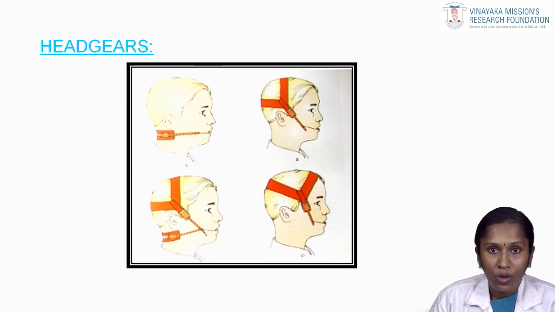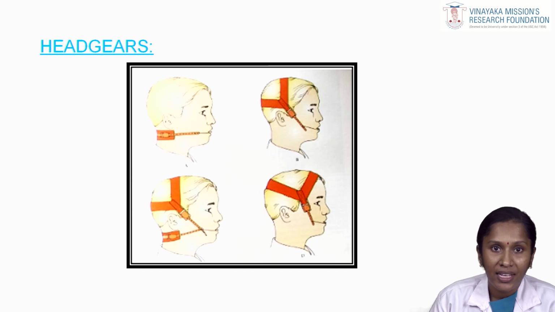Coming to vertical pull headgear, it derives anchorage from the head, the parietal region, as in this diagram. Therefore, it produces a vertically directed force on the maxilla and the maxillary dentition. As a result, it is used in individuals in whom a decrease in the vertical development of the maxilla is required, such as long face class 2 patients and patients with open bite tendencies.